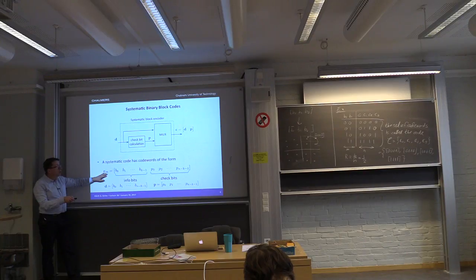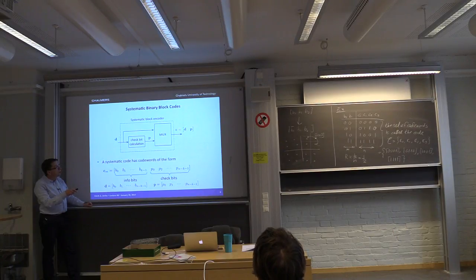So how to do encoding here is that one simply takes D here, outputs that, and puts it to the output. And then we have some box that calculates the parity bits depending on the information bits. It's called the check bit calculation box, or parity bit calculation. And then we have P here.